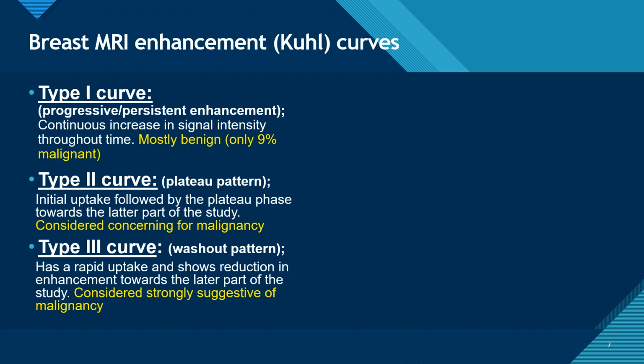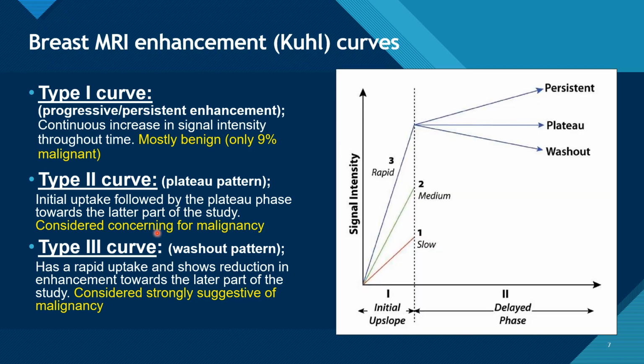Type 1 curve is a progressive or persistent enhancement curve in which there is an initial slow or medium-sized upstroke representing the first pass, followed by a persistent increasing enhancement. And this continuous increase in signal intensity is mostly indicative of a benign behaving lesion. Only in 9% of cases this can be a fallacy and can denote malignancy.